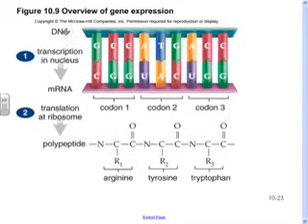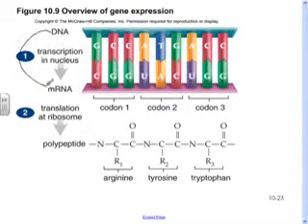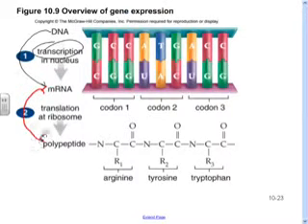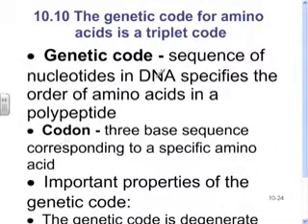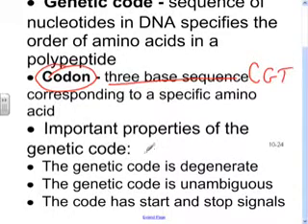Alright, so basically here's how it works. We go from DNA to RNA, and this process is called transcription. So we go from here to here, that's transcription. When you go from RNA to a polypeptide to a protein, that's called translation. This word codon you're going to see come up over and over again. That's just a 3-base sequence like C, G, T. That would be a codon.